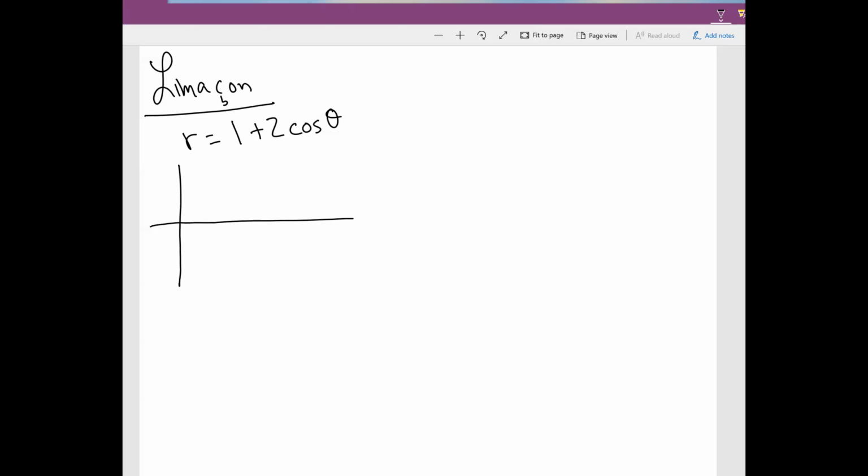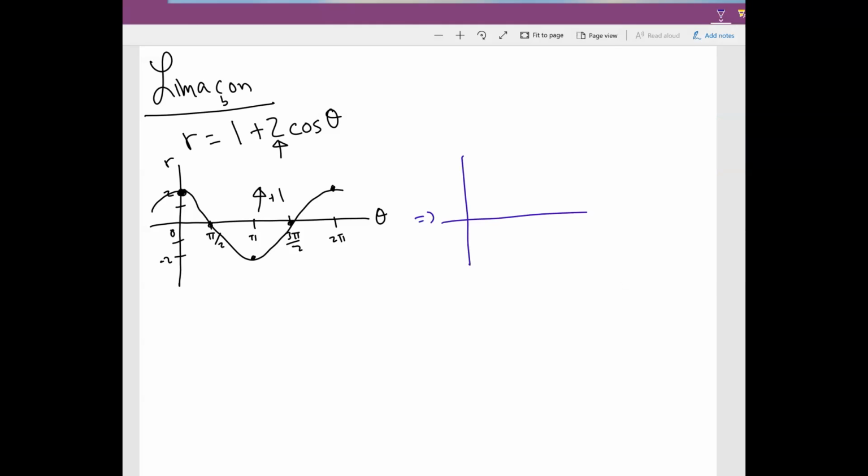Remember, this is your theta, and here's your r. I'm going to start at 0, pi over 2, pi, 3 pi over 2, 2 pi. My amplitude in this case is going to be 2. Then I'm going to graph the cosine, which starts at the very top and then just continues. This is basically the curve without shifting it up. Now I'm going to shift it up 1 unit, so I'm going to plot this again, up 1 unit.